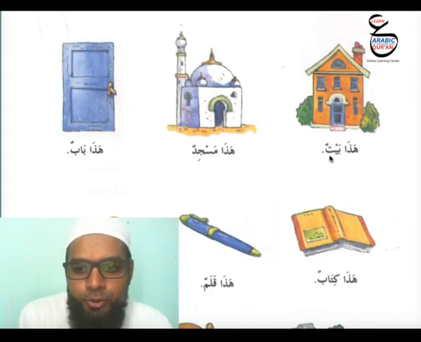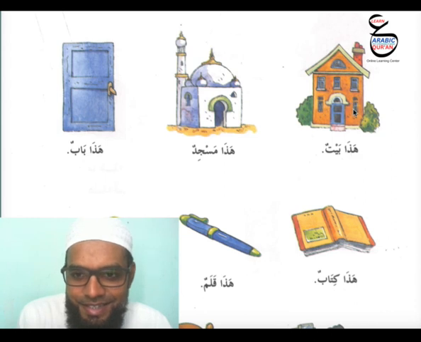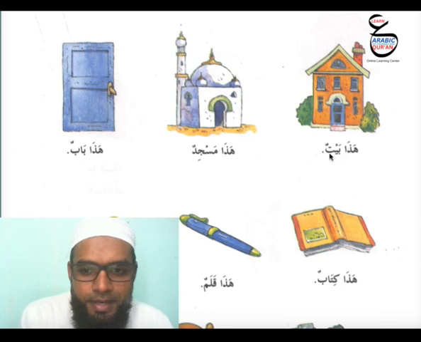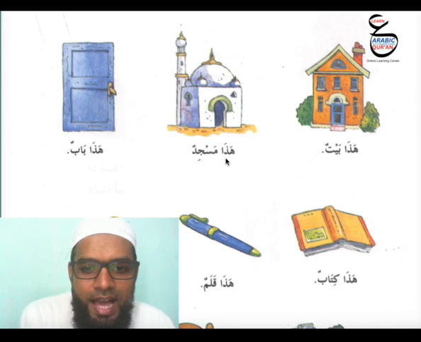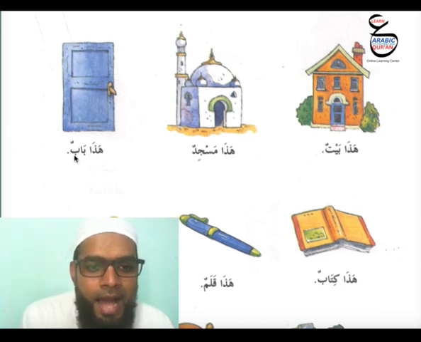Hada baitu-n. Hada means this. Baitu-n, house. There is a tanwîn at the end, so we say hada baitu-n. This is a house. Hada masjidu-n. This is a masjid, this is a mosque. Hada babun.